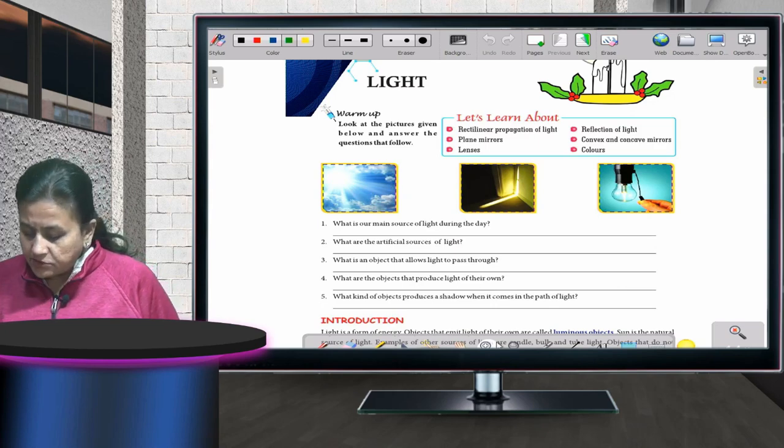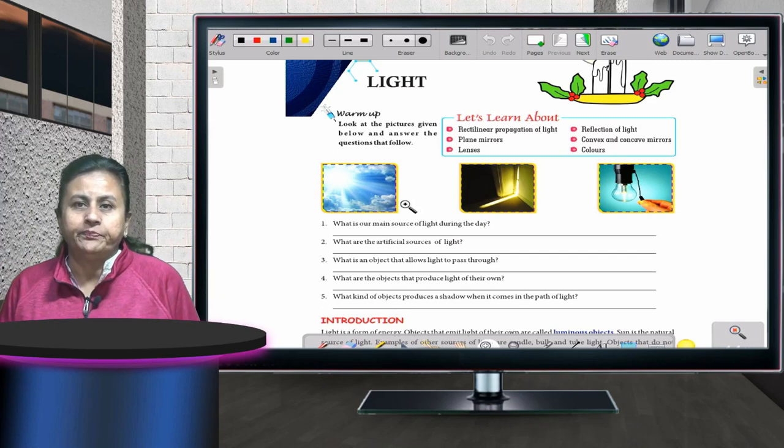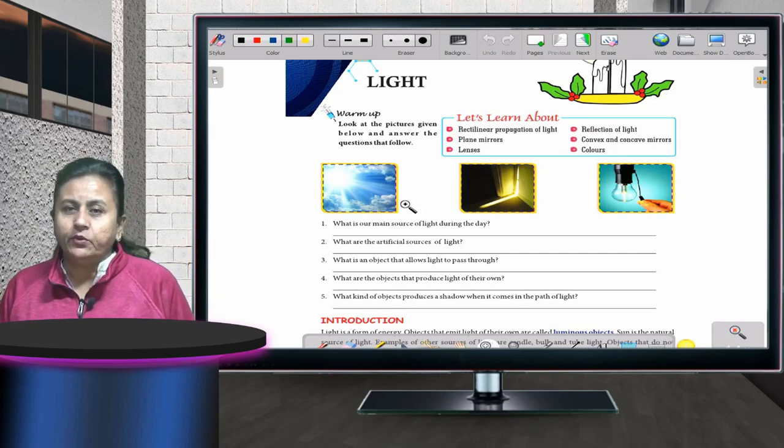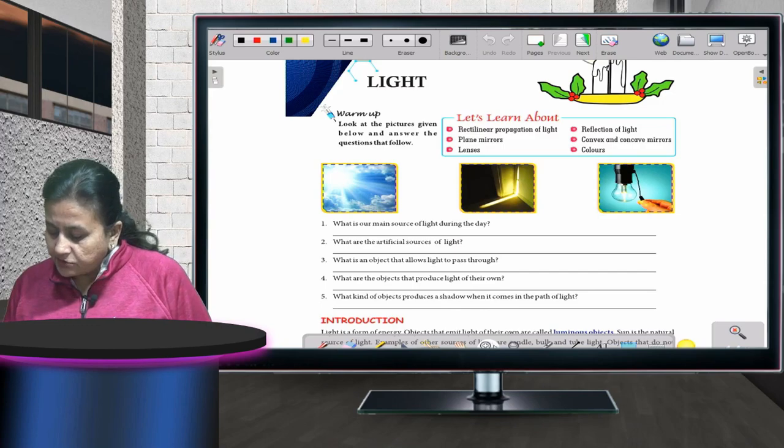As you can see on your screens also, the only source of light during the day is the sun. The sun is a luminous object because it is giving out its own light. So we'll be starting with the light now. You can see on your screens also.